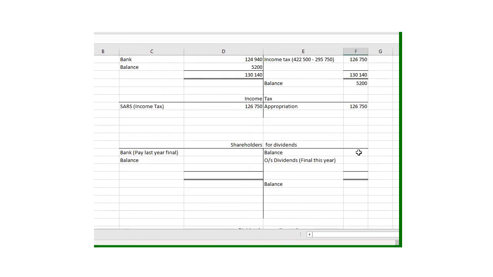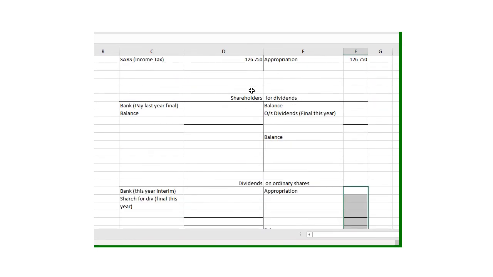Good, so dividends basically: there's a shareholders for dividends account, which is a liability, and then your expense account called dividends on ordinary shares. On shareholders for dividends, it will always start with last year's balance on the credit side. It is a liability. We still owe the people dividends. And still on the credit side will be this year's final dividend, which hasn't been paid yet. It will only be paid in the new year.